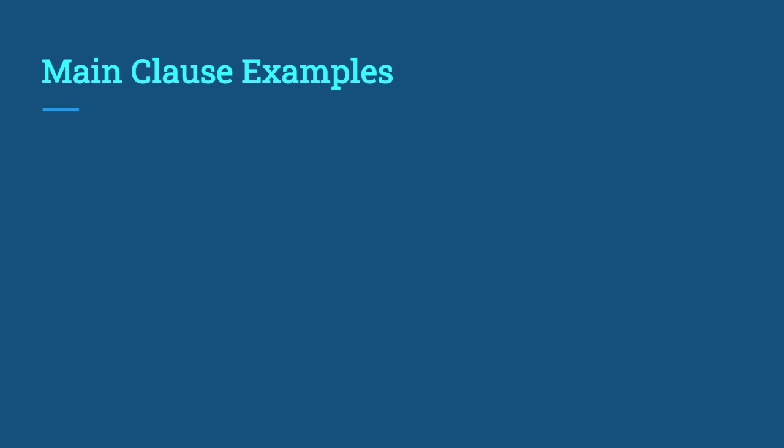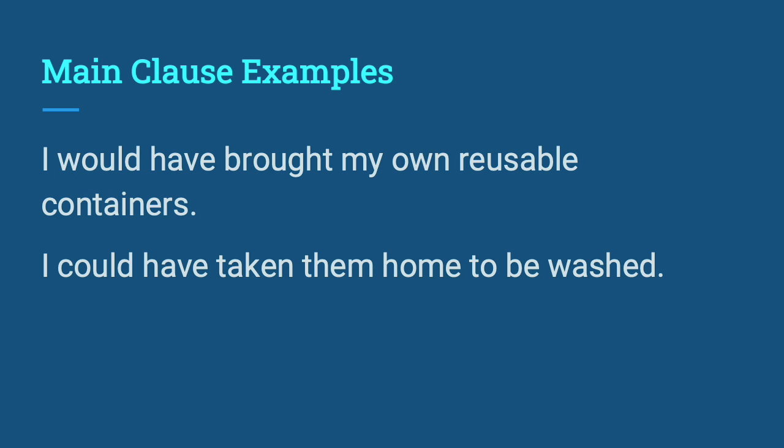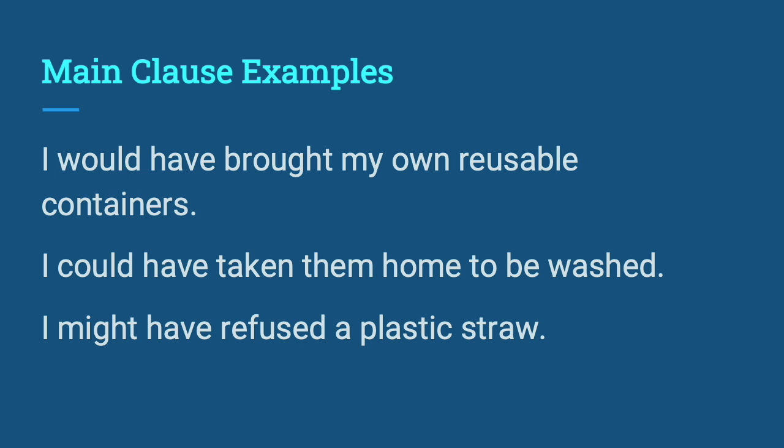Let's look at some main clause examples. I would have brought my own reusable containers. I could have taken them home to be washed. I might have refused a plastic straw.